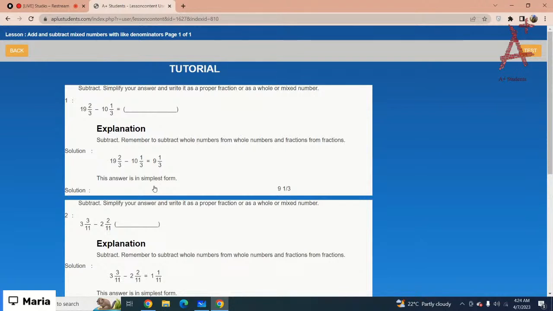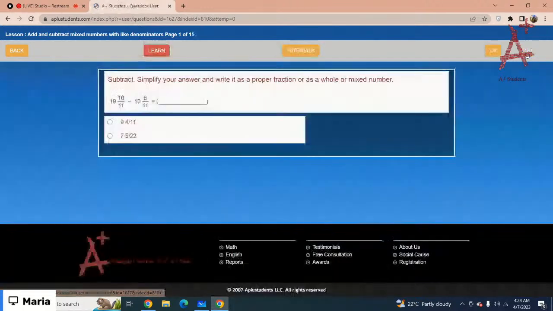Just subtract the whole numbers. 19 minus 10 is 9. And then subtract the fractions. 2 by 3 minus 1 by 3 is 1 by 3. So the answer is 9 whole 1 over 3. Got it? Okay, let's just do the test questions so that we can do them on the board.